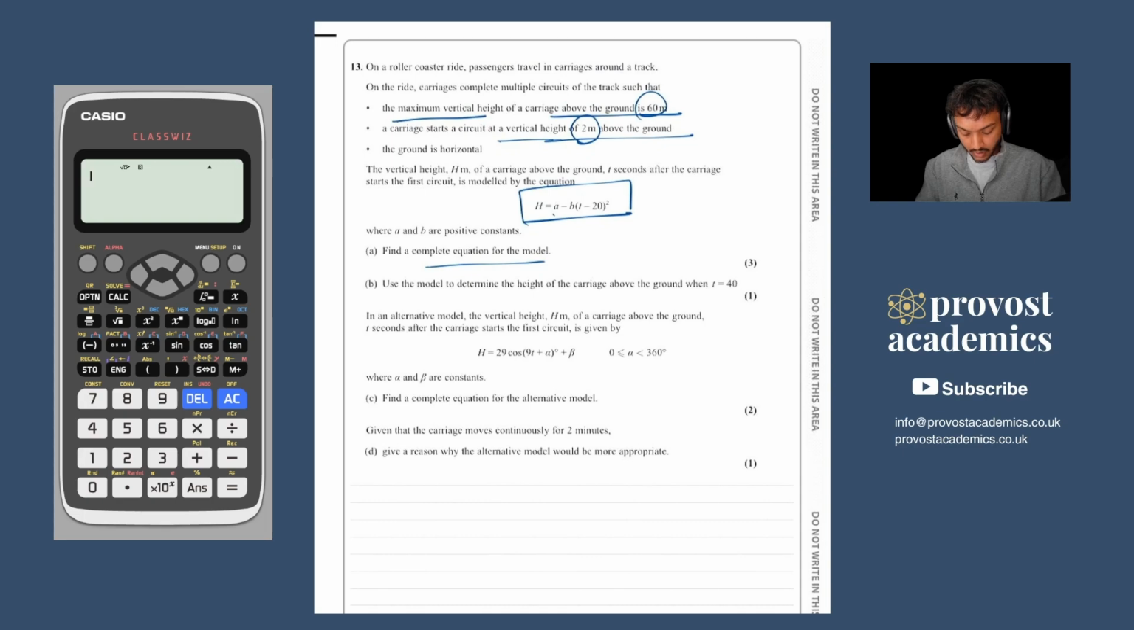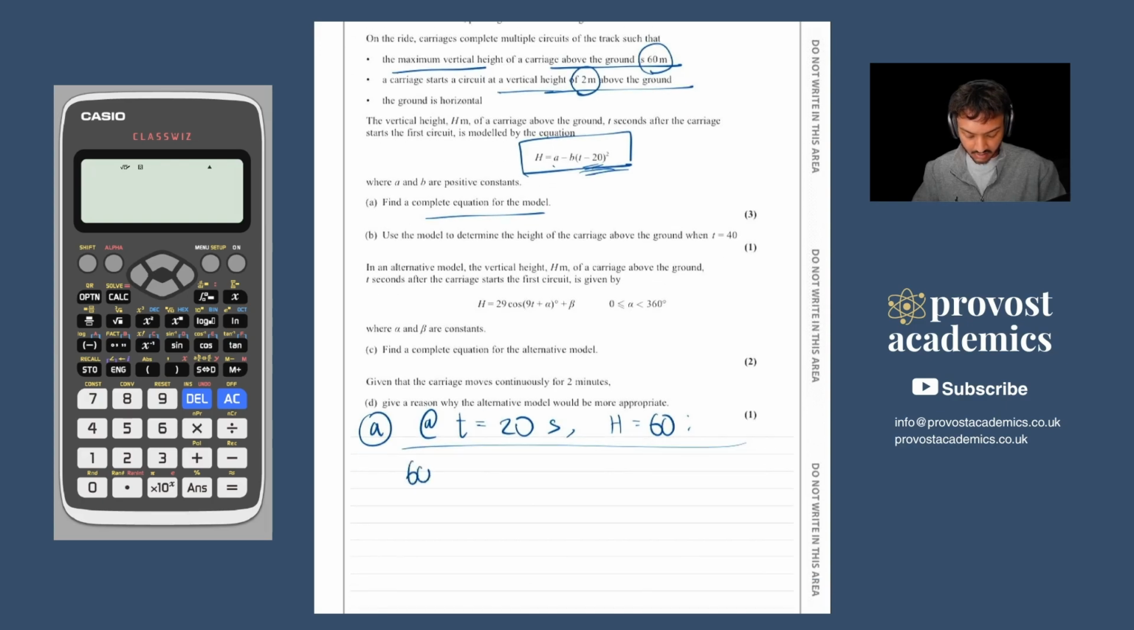We can exploit the fact that we know the maximum vertical height is 60 meters, because given that it's a quadratic, we can find the corresponding x maximum point, since it's a completed square situation. So at t equals 20, in this case, remember you swap the sign on the inside, at t equals 20 seconds, h is equal to 60 meters. If we sub in those numbers, 60 equals a minus b times 20 minus 20 all squared. That goes to 0, so therefore a is equal to 60.